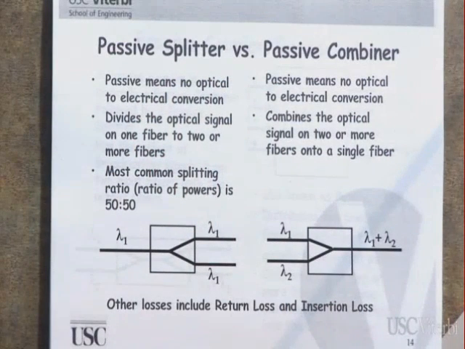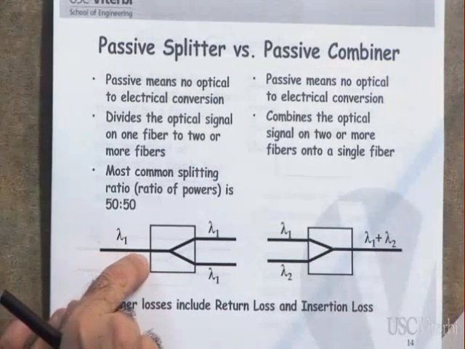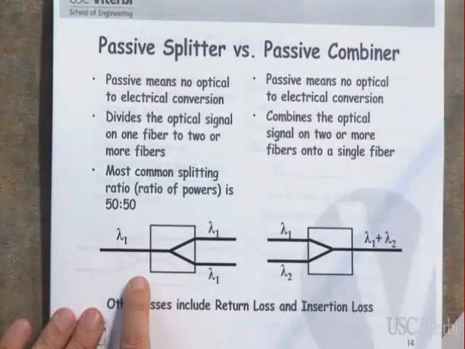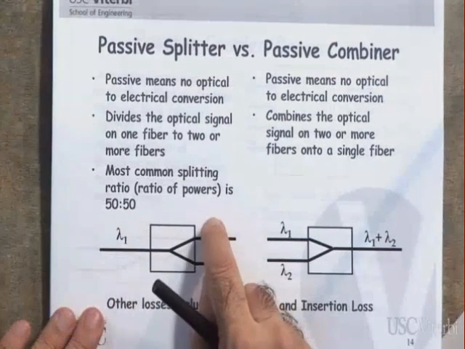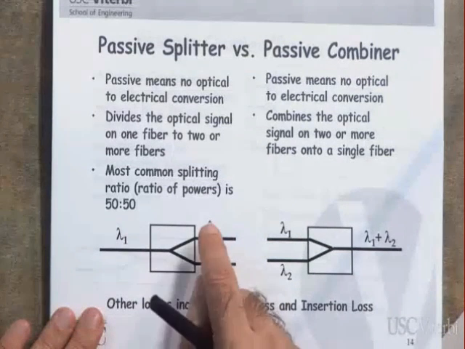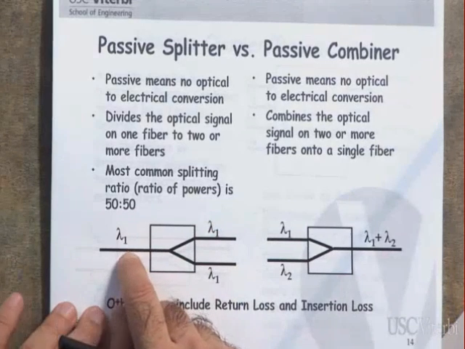So what we have in here is the following. We have a lambda 1 coming in here on a single fiber. It goes to a splitter. The splitter will split the power. So, for example, if this is P, this one will be P1, this one will be P2, and P1 plus P2 is equal to P. Did you get this or not?